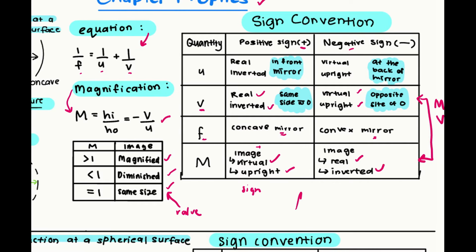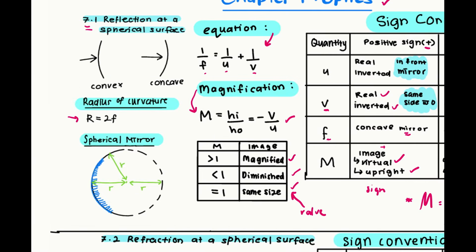For example, you have the value of m equal to negative 0.7. Negative means the image is real and inverted. 0.7 means the value is smaller than 1, so it is diminished. From one value of magnification, we can know 3 characteristics of the image. For this number here, m tells us the image is real, inverted, and also diminished. That is for 7.1 reflection.